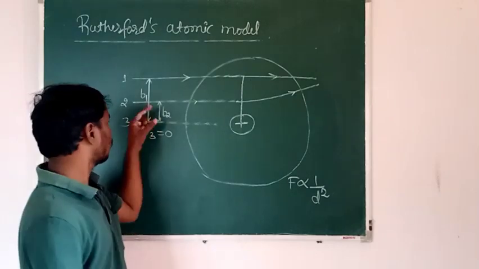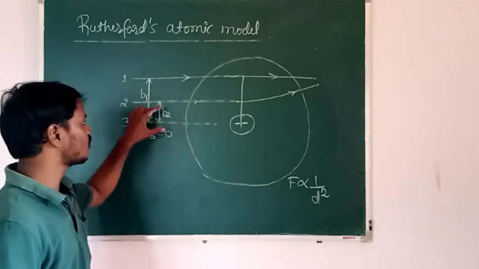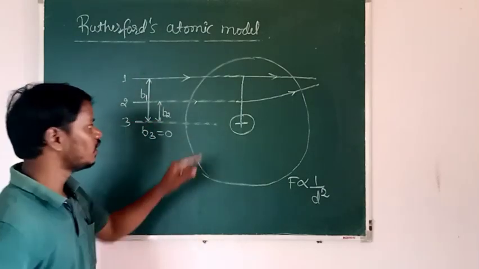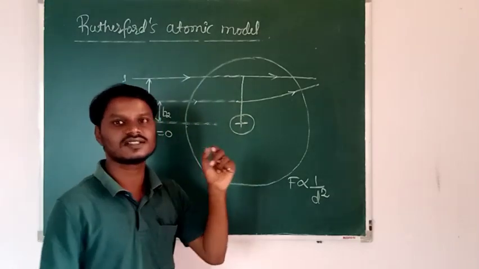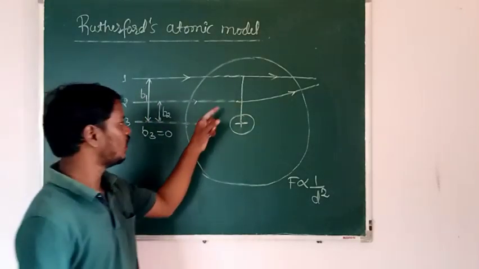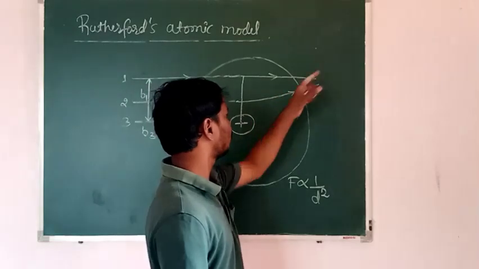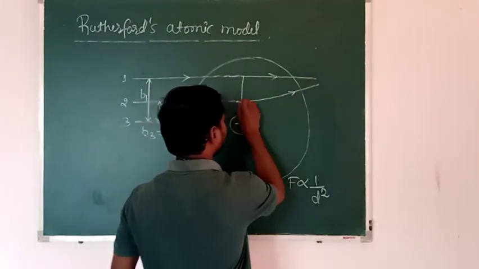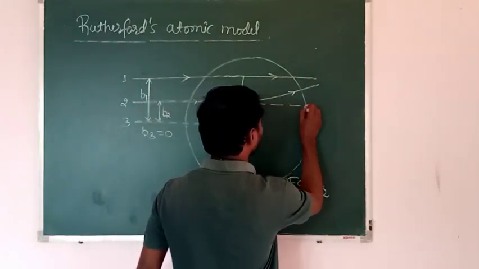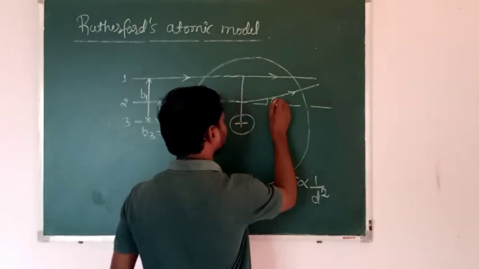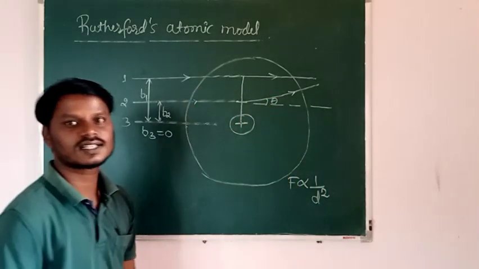And this impact parameter is small compared to the previous one. Then here this alpha particle will experience the repulsive force. Then this alpha particle will be deflected with some angle from its incident path, and this angle is called the scattering angle.